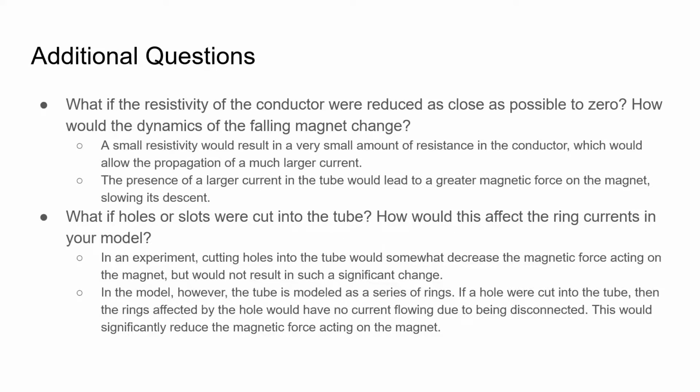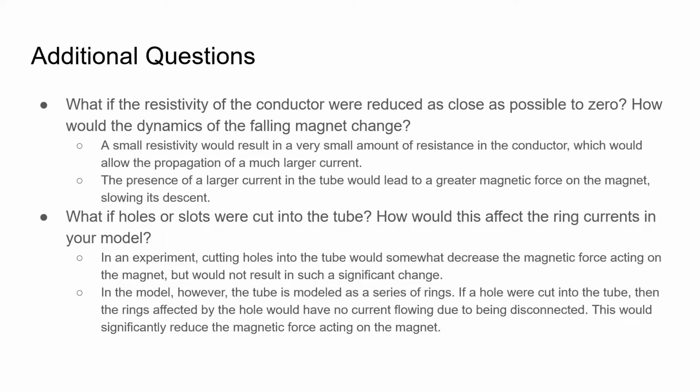And what if holes or slots were cut into the tube? How would this affect the ring currents in your model? So in an actual experiment, cutting holes in the tube would somewhat decrease the magnetic force acting on the magnet, but it would not be as significant a change as we would observe in the model, because current could still flow through the tube, sort of going around the holes.